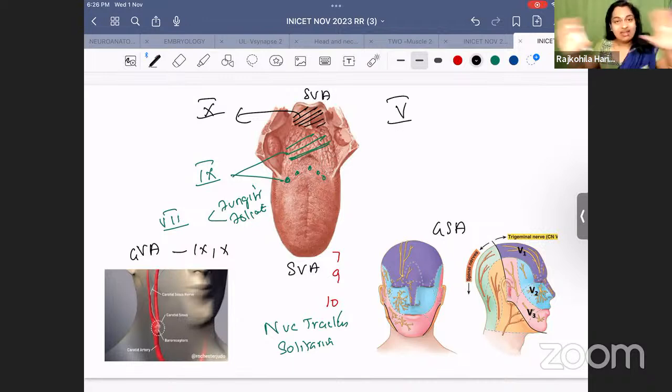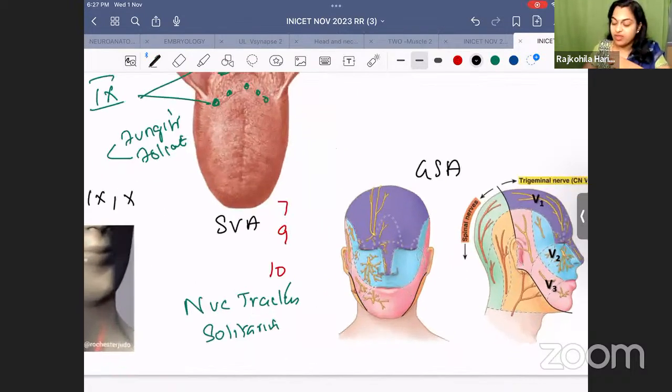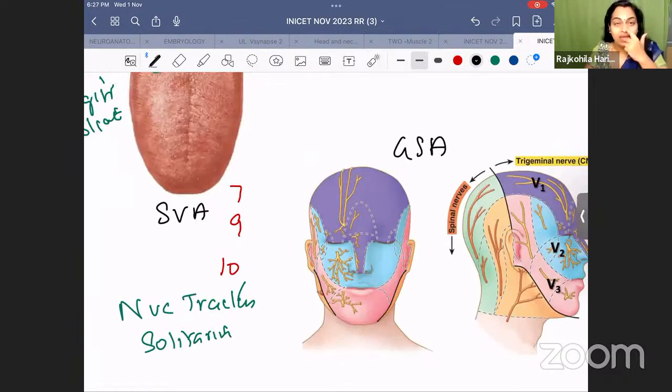Fine. Coming to the general somatic afferent, it's about the sensation carried over the face. And that's the territory of the trigeminal nerve. What are the three divisions of the trigeminal nerve? Ophthalmic, maxillary, mandibular. The tip of the nose, please appreciate from the diagram, is from the ophthalmic. Sides is from the maxillary.